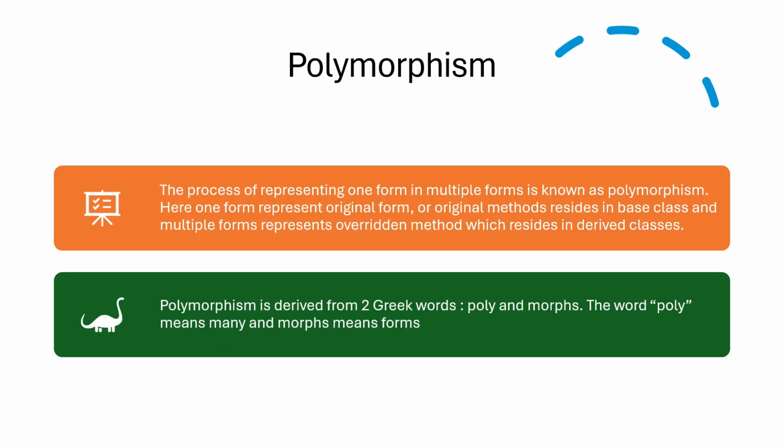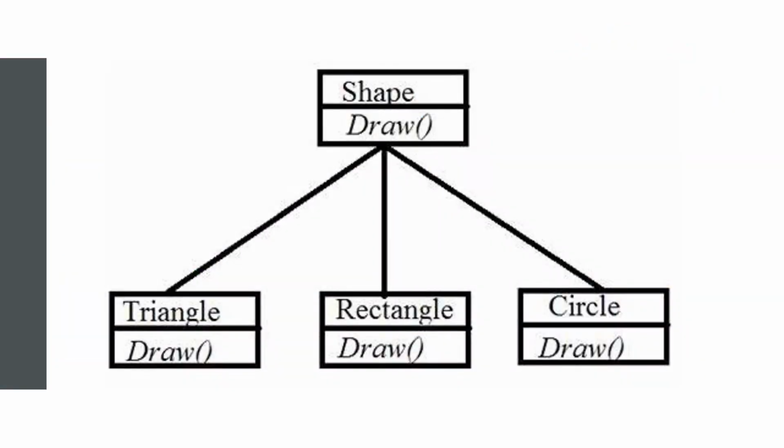We can explain it in detail. This is a simple example. Say, shapes. For shapes, we are going to use a method called draw. The same method is going to be used in every shape: a draw method. So the method is the same, and shape is one form. We are representing shapes in multiple forms. First, shape will be the base class, and triangle, rectangle, and circle will be the derived classes. These are the multiple forms with different behavior. Shape can be a triangle, rectangle, or circle.